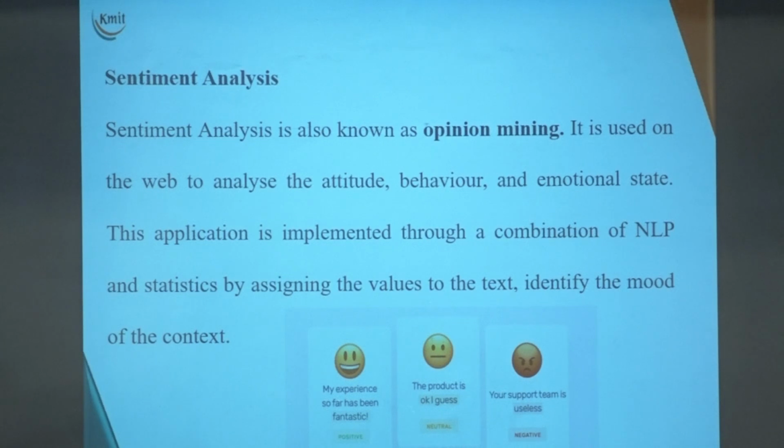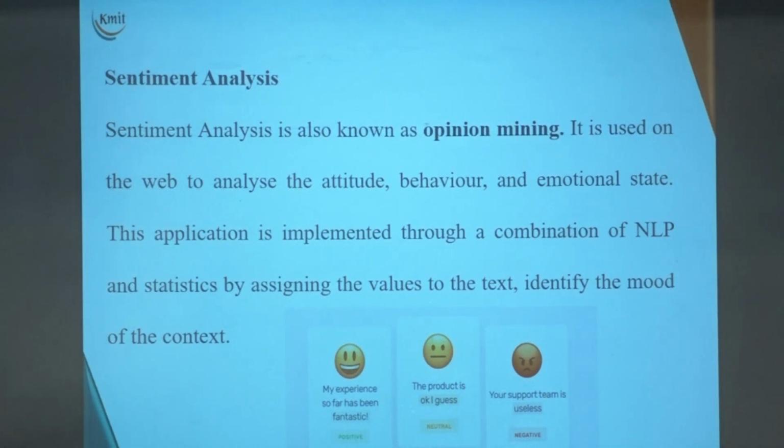Using the text or the voice, converting that into a positive sentence or a negative sentence helps in improvising your product. That is where you use it, okay? So it helps you to analyze attitude, behavior and emotional state. This application is implemented where you combine NLP with the statistics associated with the text. Here as an example, I am taking 3. You can see a big smiley. That means it is a positive sentiment associated with a certain text that you have given.